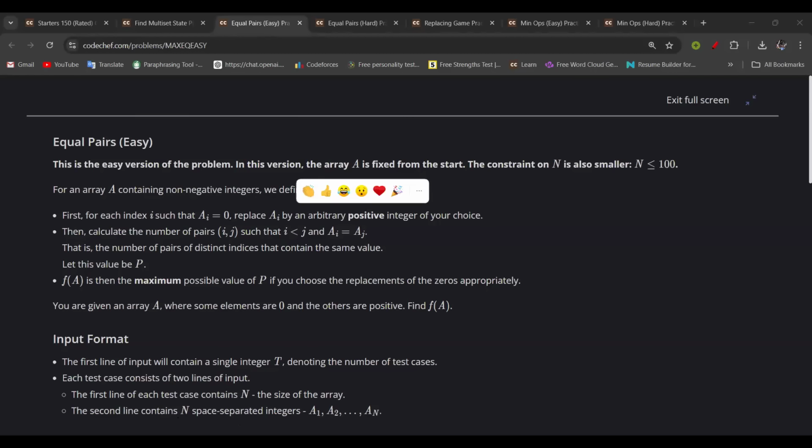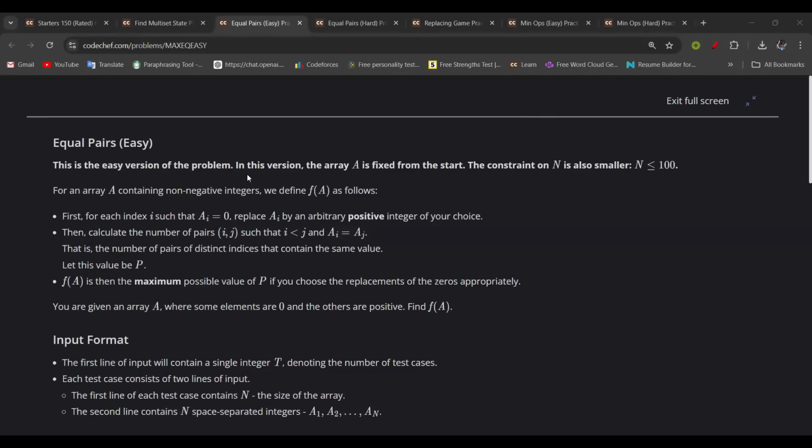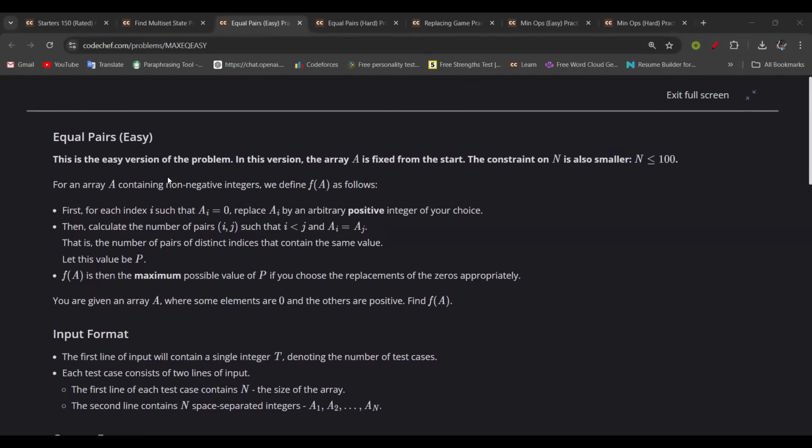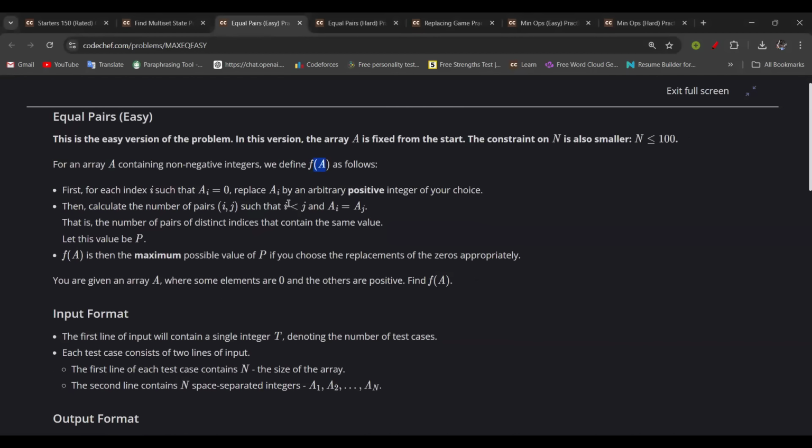Okay, cool. So let's look at this second problem, which is the easy version of this problem. We'll look at the hard version after this. So here, what we are given is an array A containing non-negative integers, and we define f(A) as follows. So you are given an array which has non-negative integers.